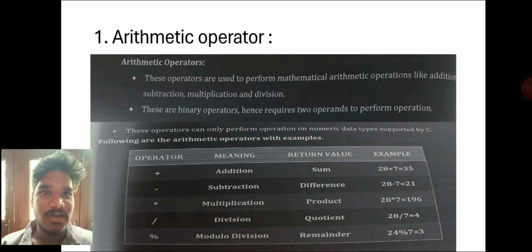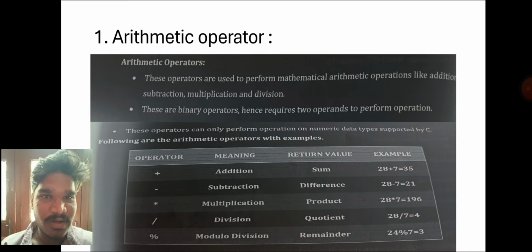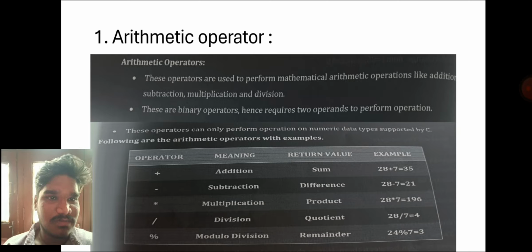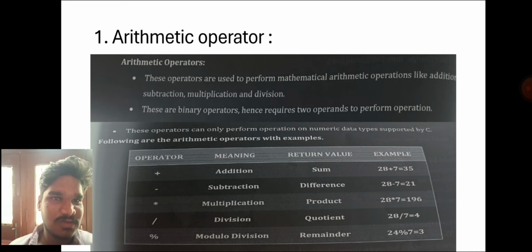What is an arithmetic operator? These operators are used to perform mathematical arithmetic operations like addition, subtraction, multiplication, and division. These are binary operators, hence they require two operands to perform operations. The operators are plus, minus, multiply, and divide, and percent for remainder. The resulting values are sum, difference, product, quotient, and remainder. Examples: 28 plus 7 equals 35, 28 minus 7 equals 21.